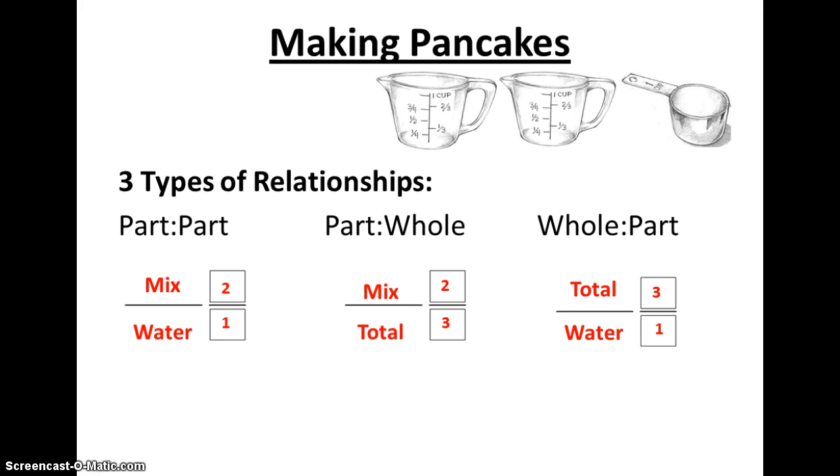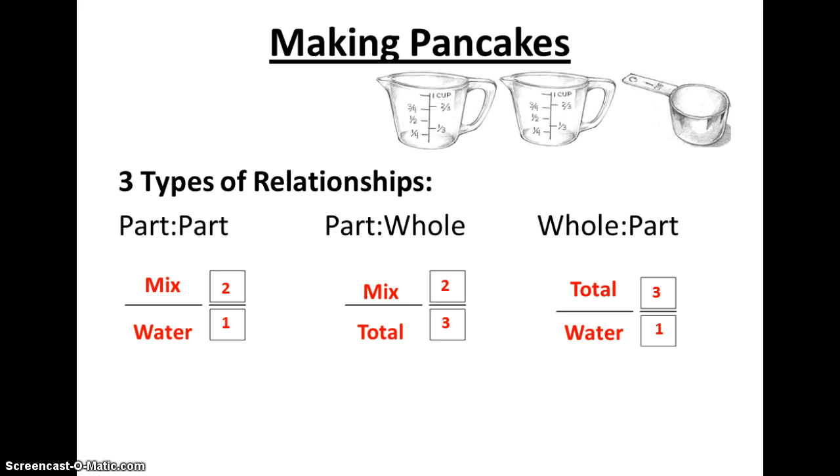Then we could have a part-to-whole relationship. In this case, we're choosing to use mix as our part. You could also use water, but in this one we are asked for mix first, compared to our whole, which is our total amount of ingredients. So the amount of mix we have is 2 cups, and the total amount of ingredients would be 3. So we have a 2 to 3 relationship for that part-to-whole relationship or ratio.